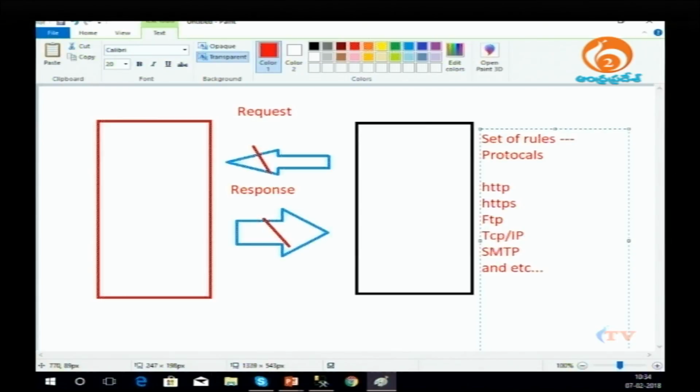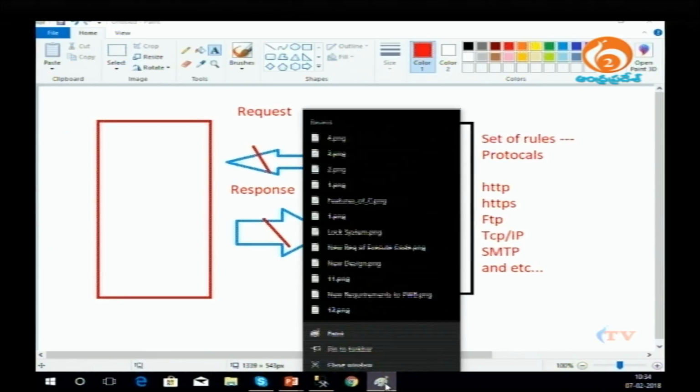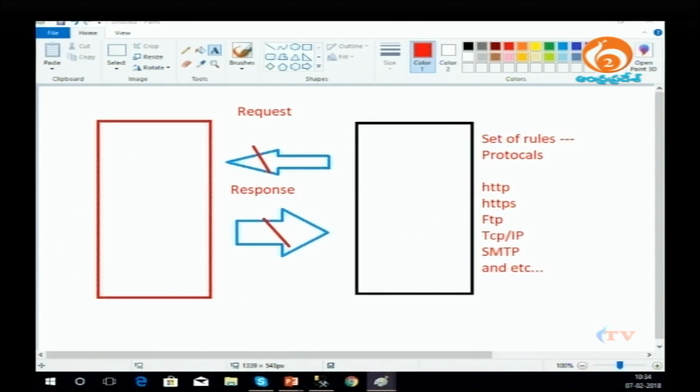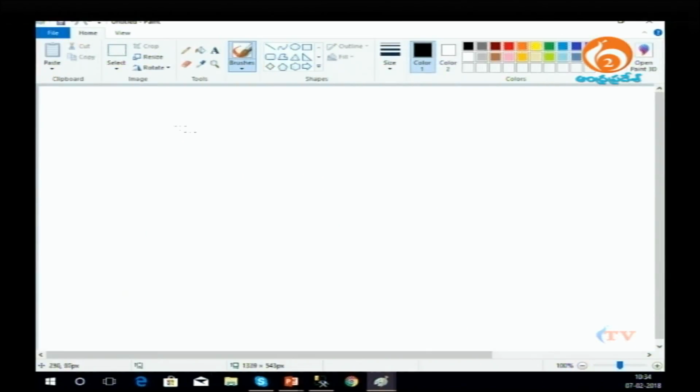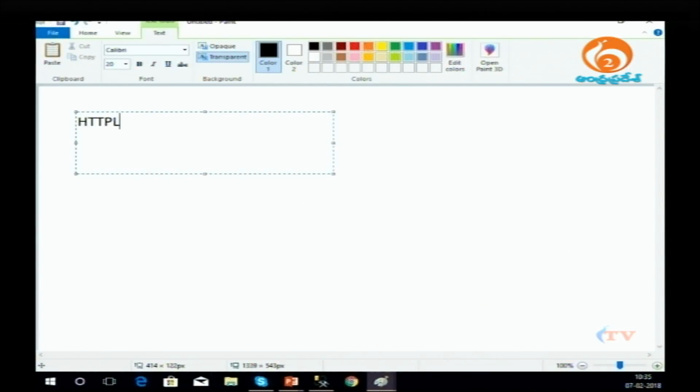So what is HTTP here? What is the full name of it? I'll share one more file with you, and let's see these names in detail. Please do remember these full names, because they will be helpful when you are attending an interview. What is the full name for HTTP? Hypertext Transfer Protocol, right?